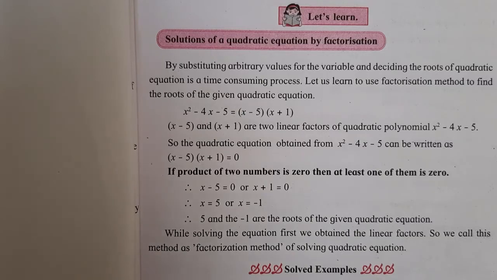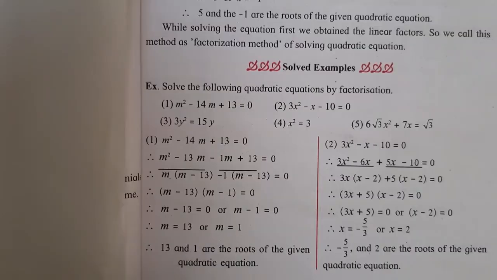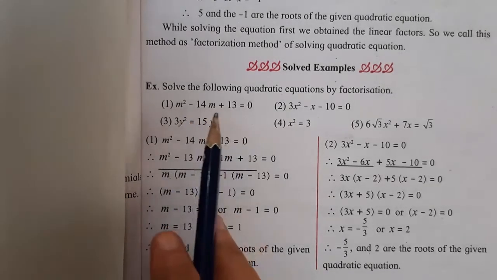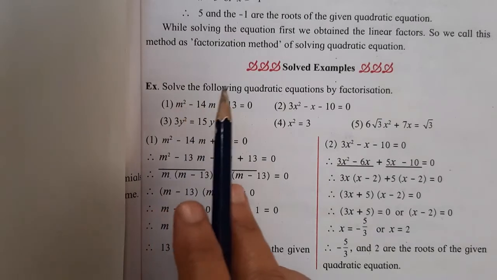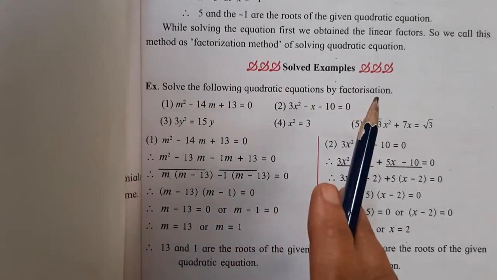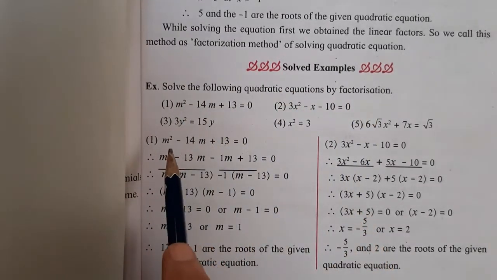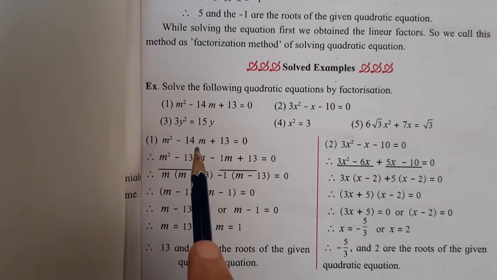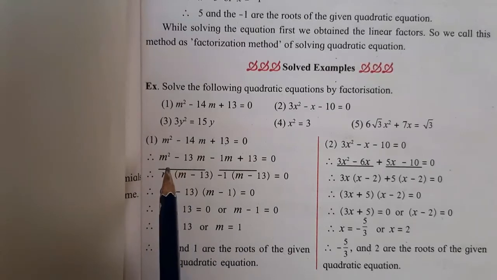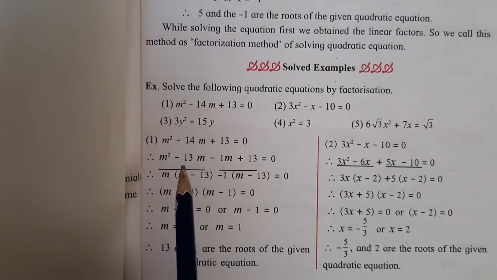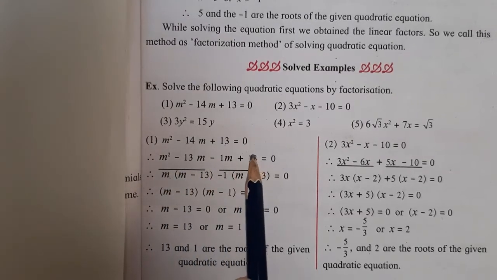Now let's discuss one example. Students, I will take the first solved example. Here solved examples are given. So see the first solved example. Here it is mentioned, solve the following quadratic equation by factorization. See the example: m square minus 14m plus 13 equals 0. Now this quadratic equation is already written in the form ax square plus bx plus c equals 0.